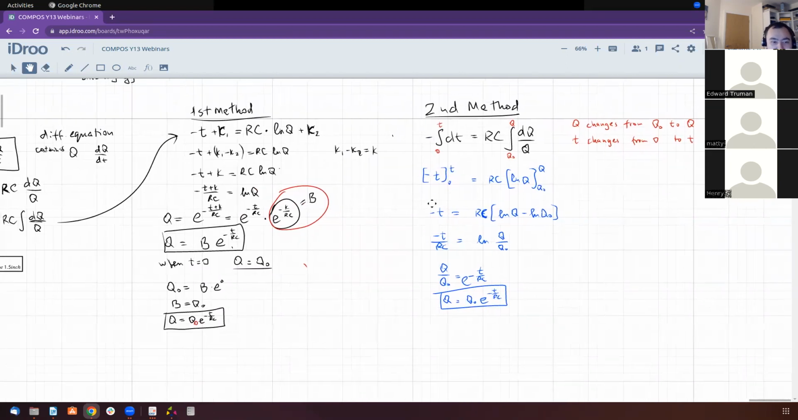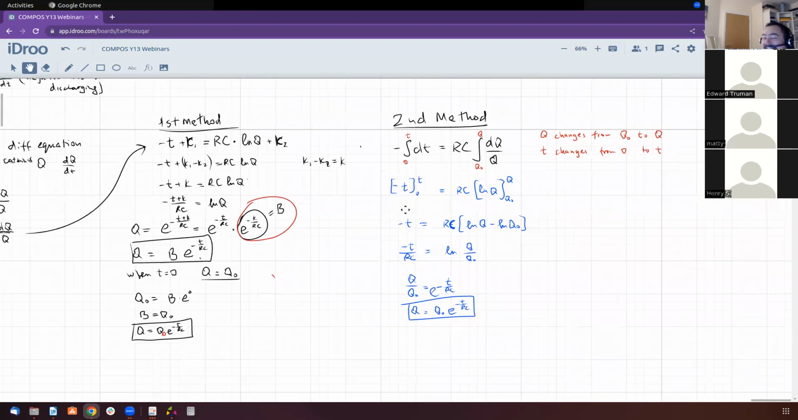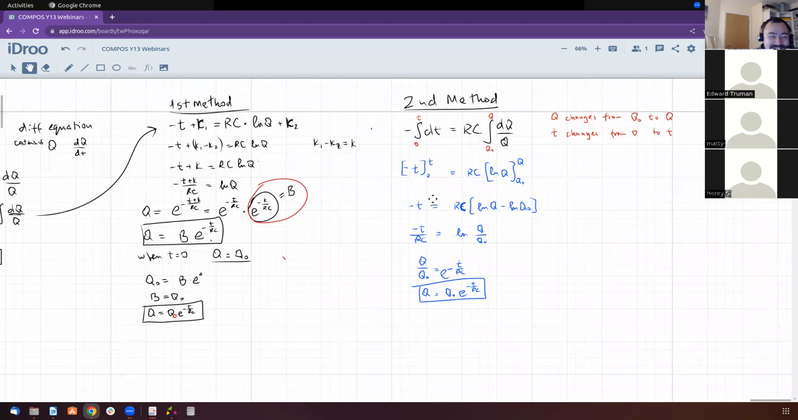Okay. And now I've advertised the second method. Which method do you prefer, 1 or 2?